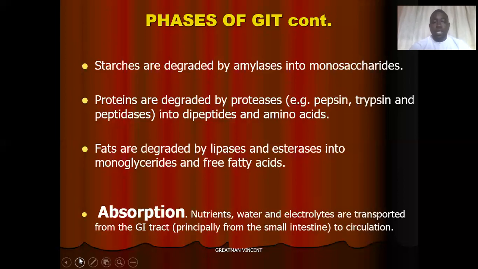So food will get into the stomach, it will be processed, and then there will be another process called segmentation in the small intestines where food will be in the absorbable forms, and then it will be absorbed into circulation. And then we have the whole overview.